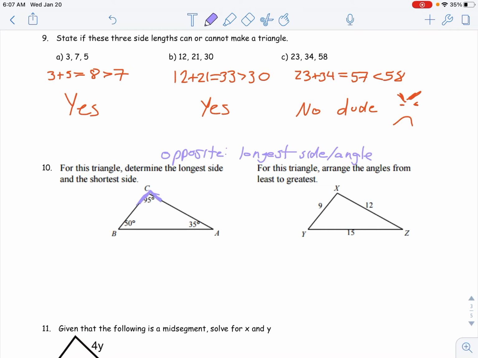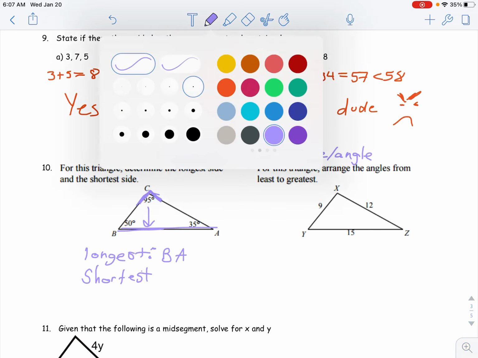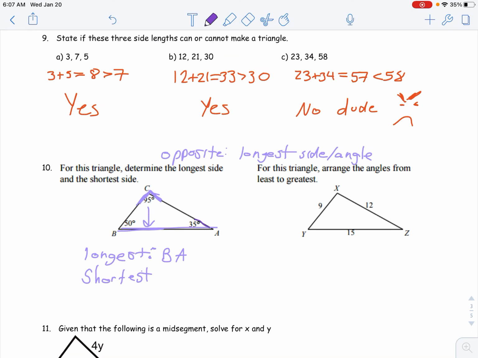Well, angle C is the largest angle, so the longest side is BA. Shortest? Well, angle A, 35 degrees, is the smallest angle, so the shortest side is BC.